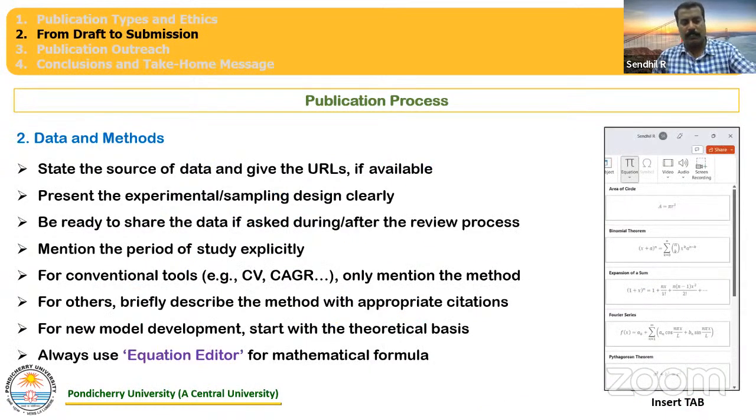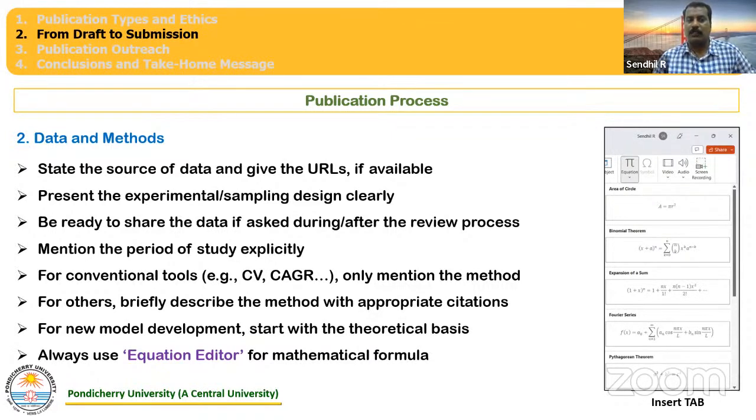The next section is the data and methods. Usually this will be a combined section. So here you have to state the source of data and try to give the hyperlinks wherever they are available. Maybe you might have sourced data from a published report. If the report is online, you can give it as a footnote or endnote depending upon the journal. Suppose you have sourced the data from India Stat, you can give the web link. Then whatever the experimental design or the sampling design used for the research, it has to be stated explicitly.